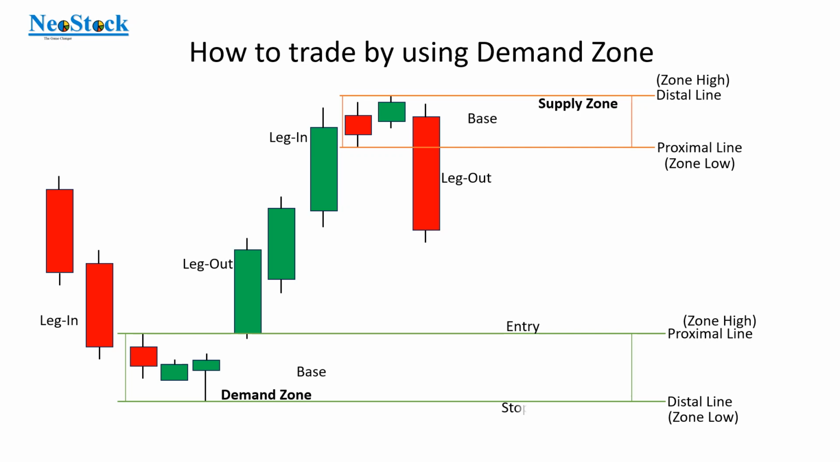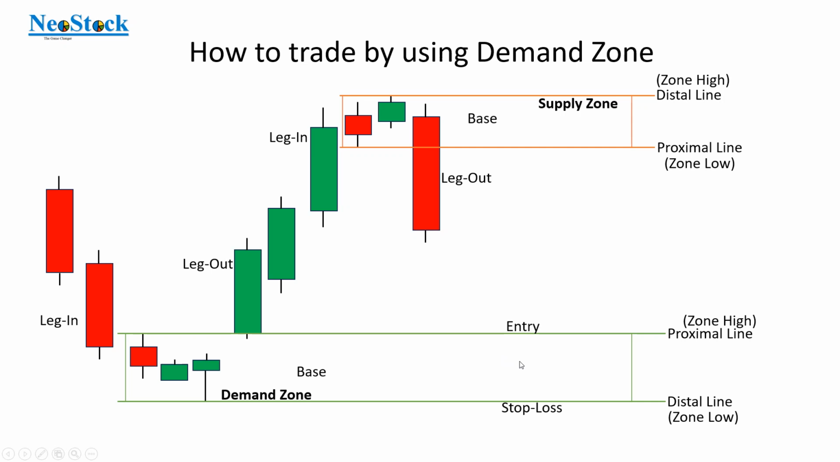And the next one is stop loss. Our stop loss should be at the distal line of the demand zone, because we know the institutional pending orders are between the proximal line and distal line. That is the reason why at the distal line we are defining our stop loss. You might ask a question: what is a stop loss? Stop loss is a price point where you want to exit from the trade when prices are moving against your expectation.